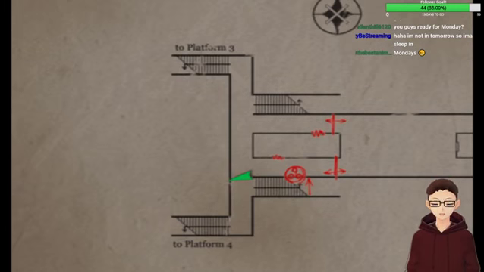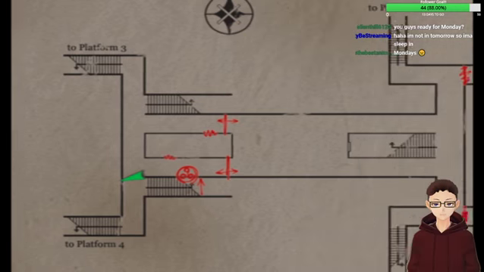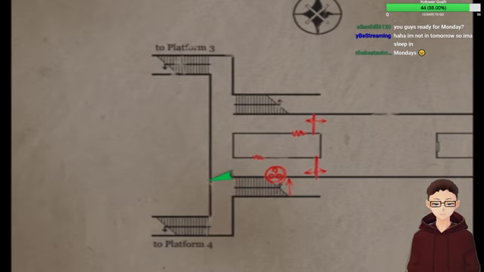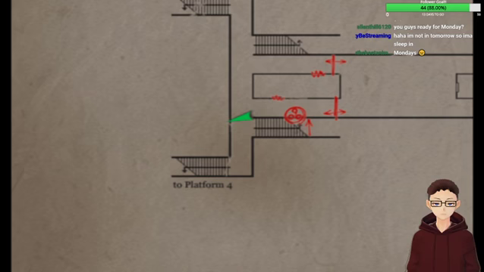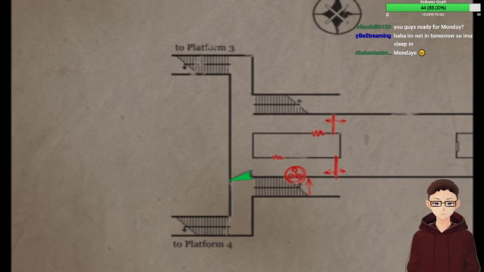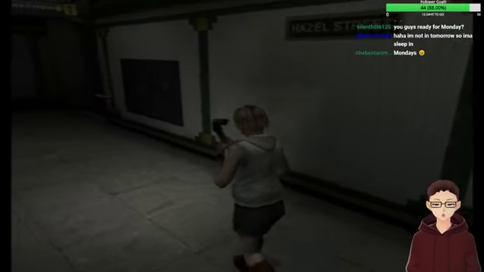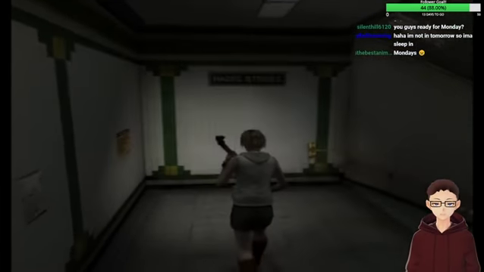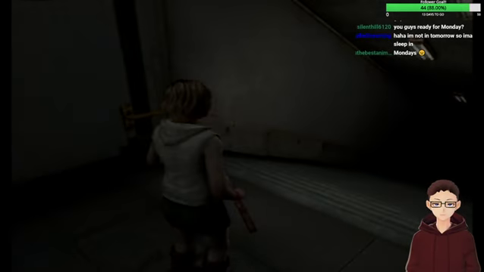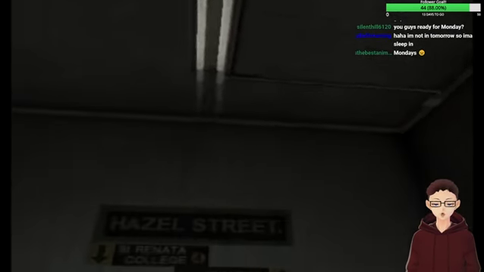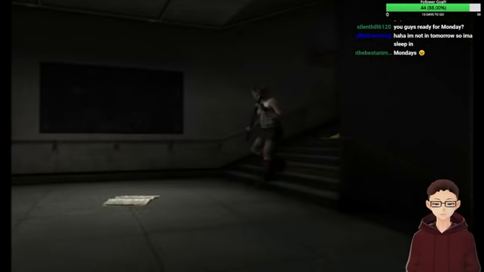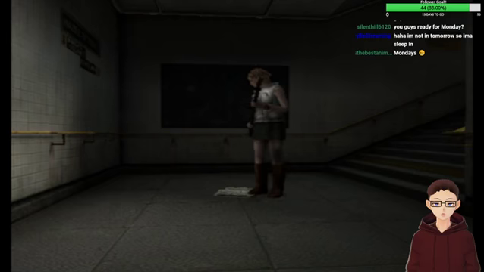Oh, and not all the staircases lead to the same place. Let's go to platform 4, because she needs platform 3, and I don't want to go there. Unless the platforms are all linked.